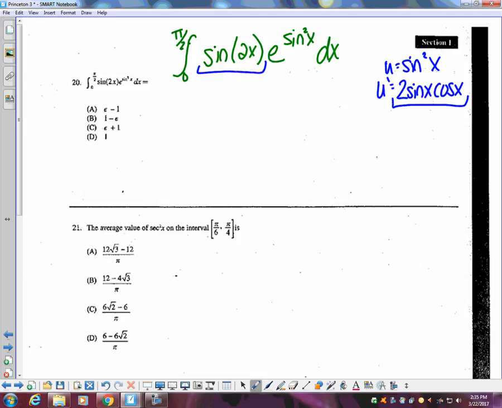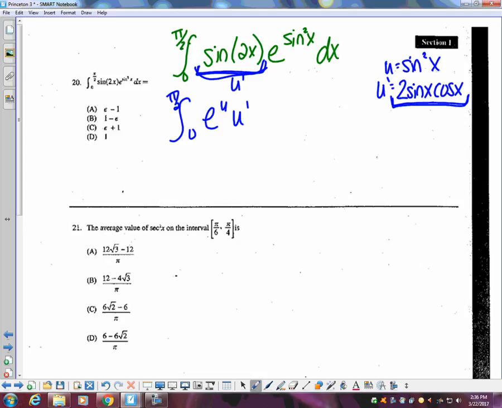So this is where knowing your double angle formulas, this is the very first one. This is the only one that you've got for sine. This right here is this right here. So this is my u prime. So what I have is 0 to pi over 2 e to the u prime.